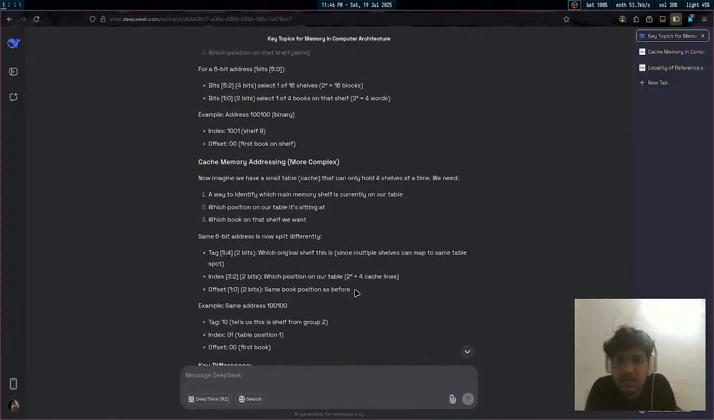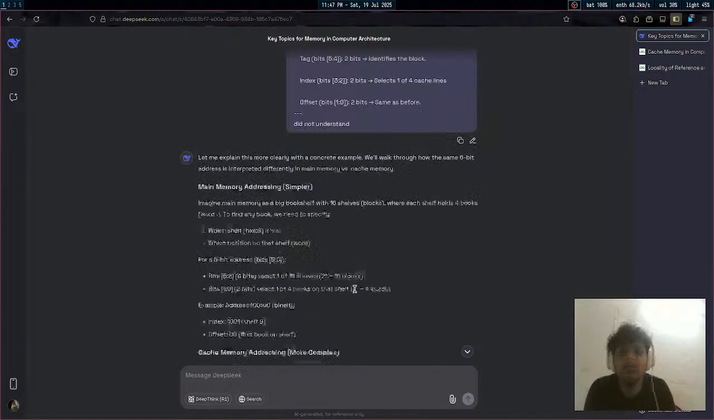16-bit address, bits 5:0. This means we are having exactly 6 bits of address, and the last 2 bits are specifically to tell which book we are specifying on whatever shelf, whatever block we will be using, and the previous ones were to just tell which block we are going to use.